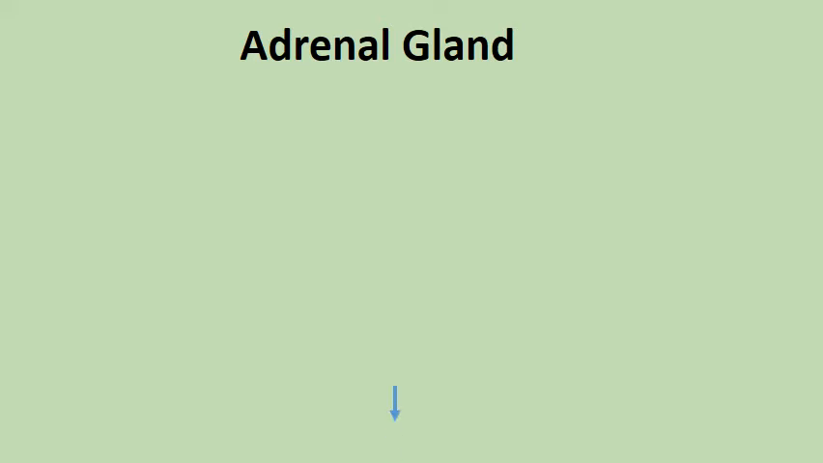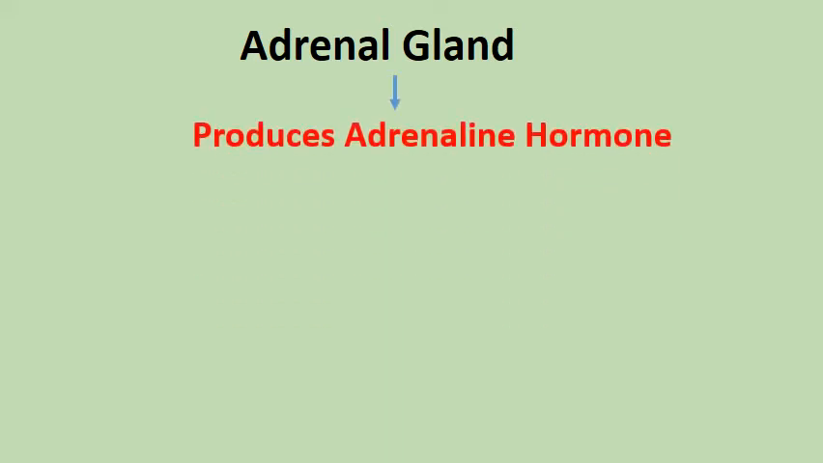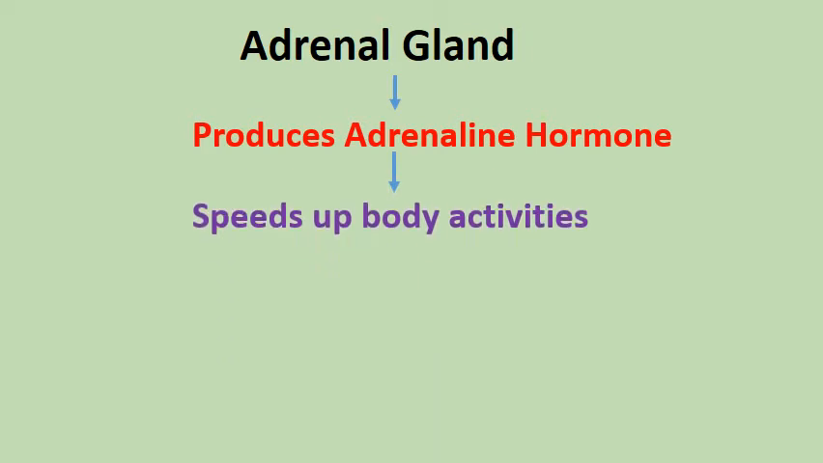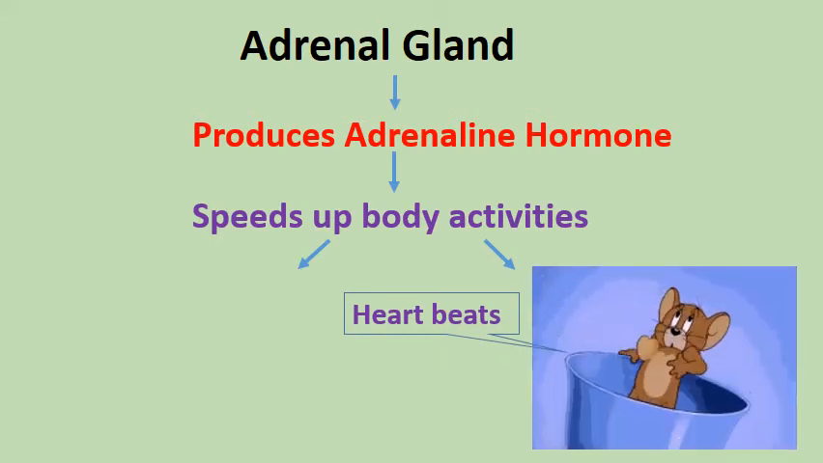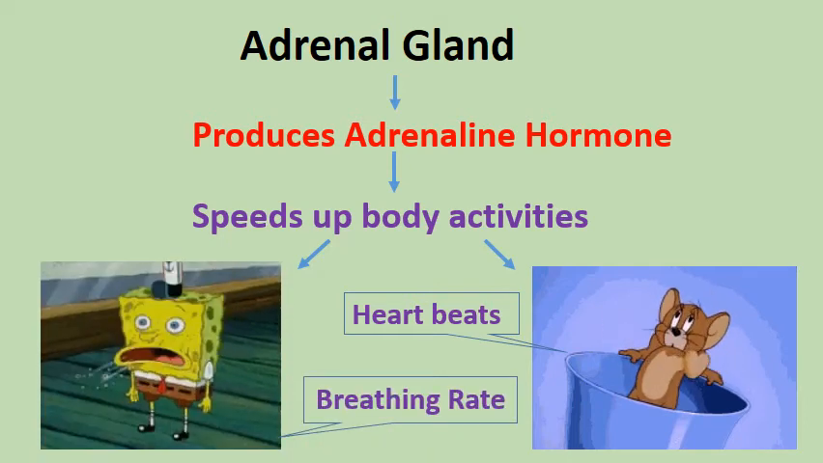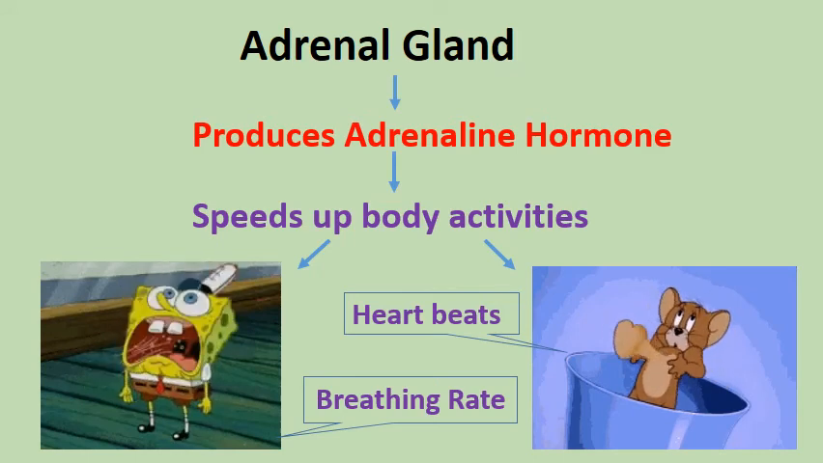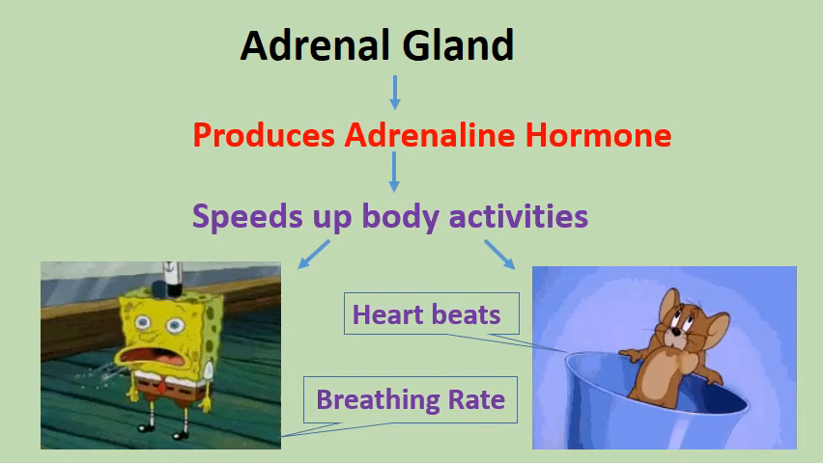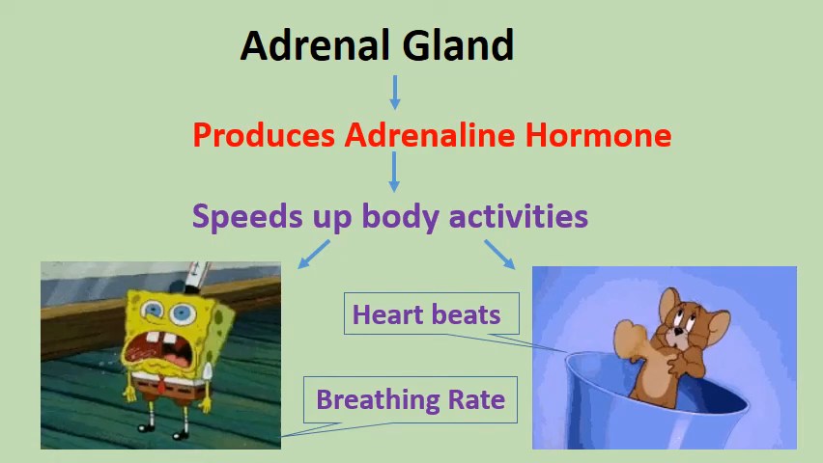The adrenal gland produces the adrenaline hormone. This hormone speeds up the body activities, like heartbeats. Whenever your heartbeat is speeding up, what's responsible for this is the adrenal. Now breathing rate, whenever you have a speeding up breathing rate, what's responsible for that is the adrenaline hormone.